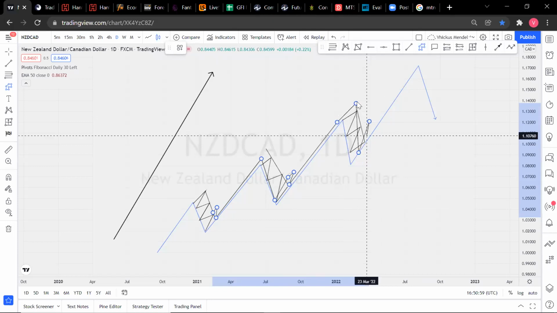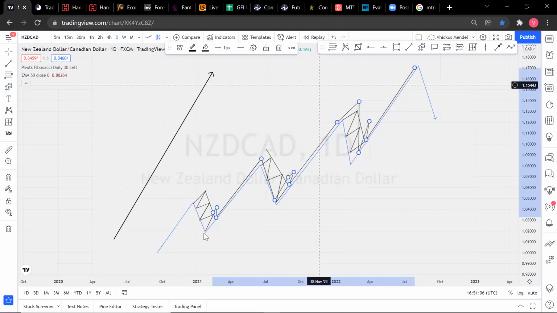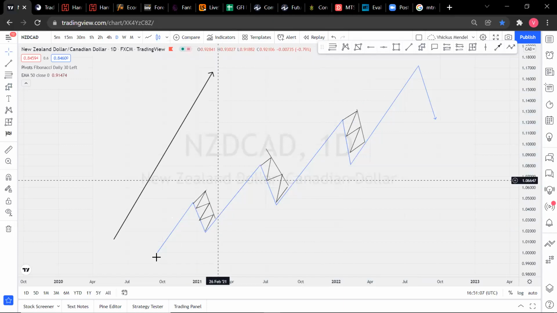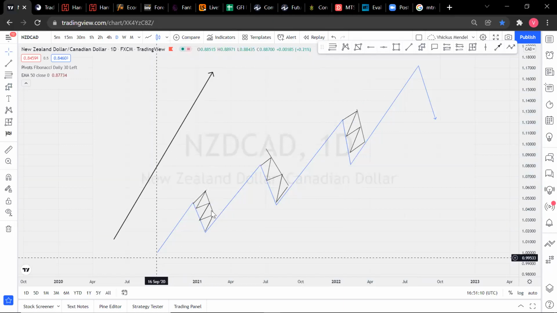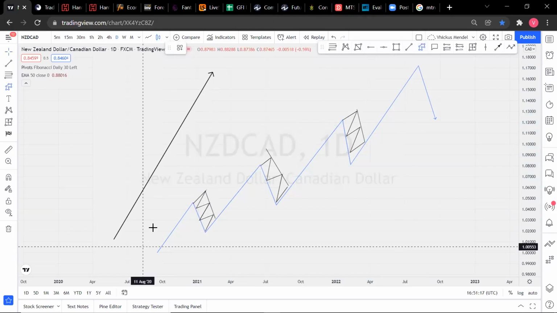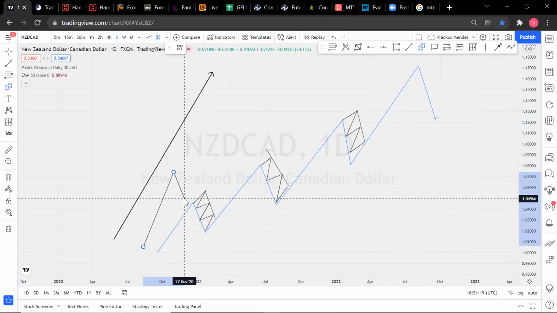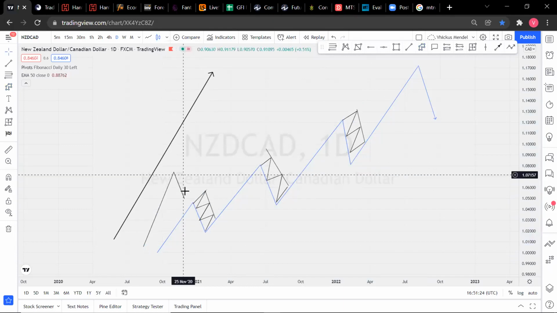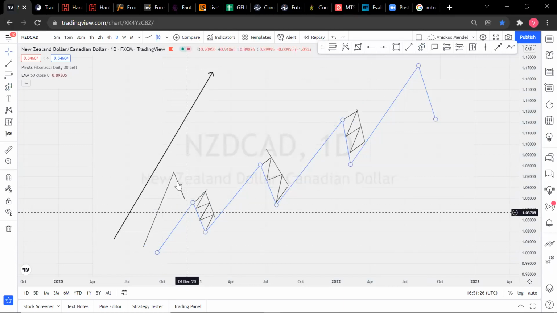So basically, this is how a falling wedge looks. The correction goes like this, and then like this. So the wedge is falling. That's how it got the name, falling wedge.